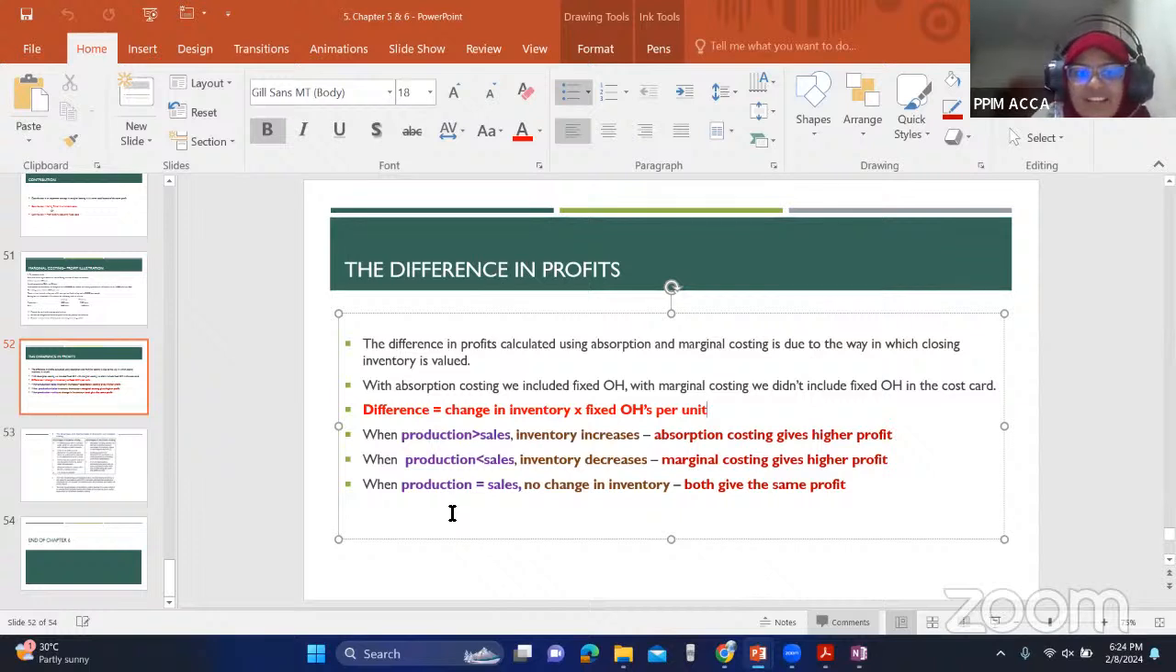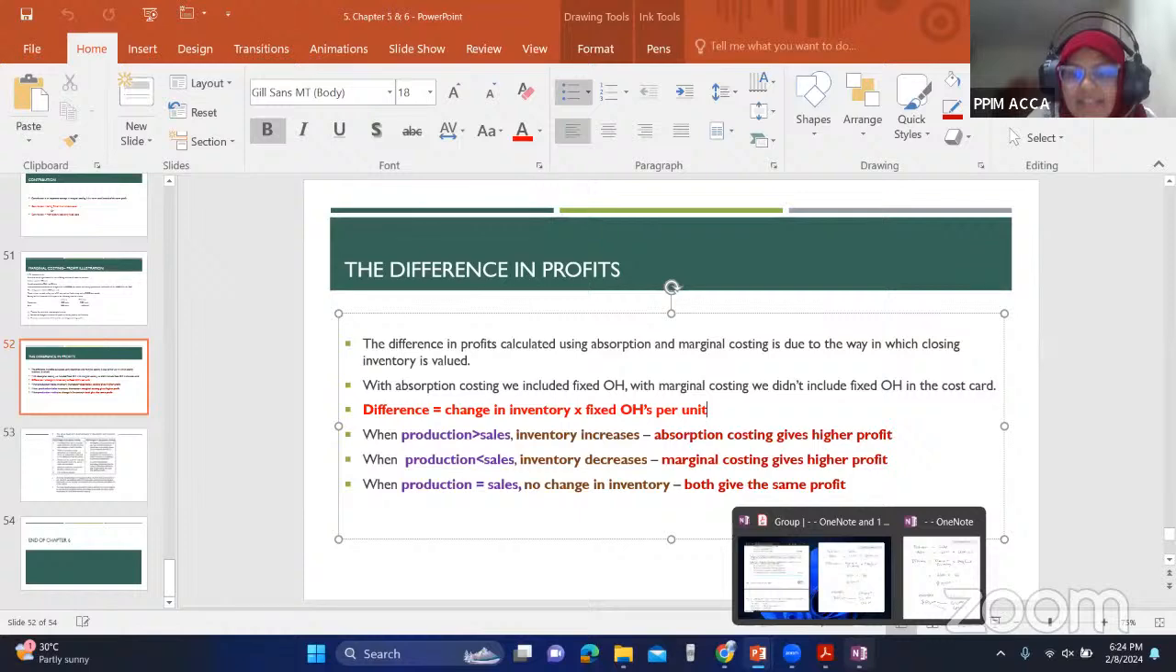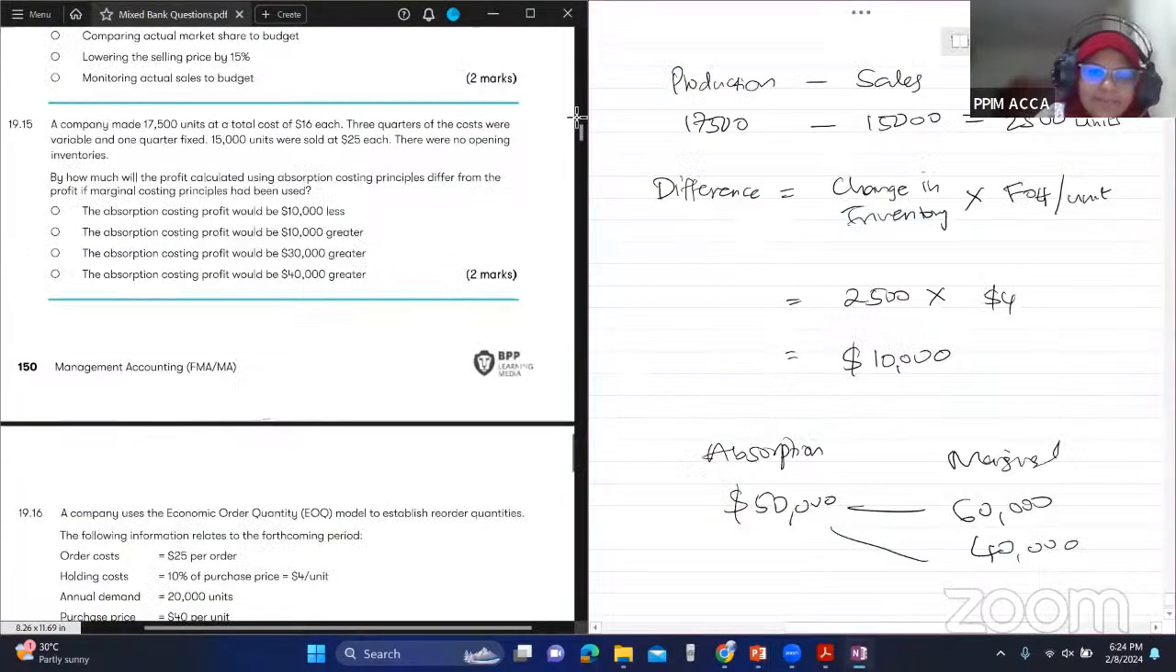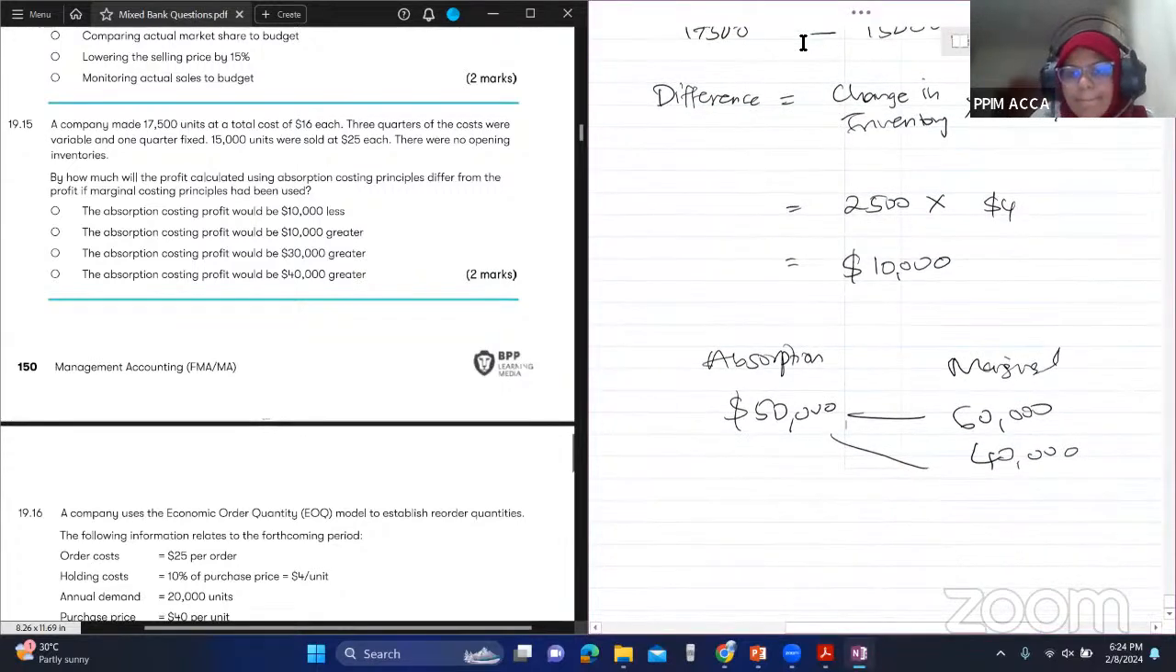Finally, when production is equal to sales, there is no change in inventory. So both will give the same profit. So let's see in this situation whether production was greater or less than sales. They're saying we made or produced 7,500 and we sold only 15,000 units. So that means we have produced more than what we have sold. Okay. So production is greater than sales.